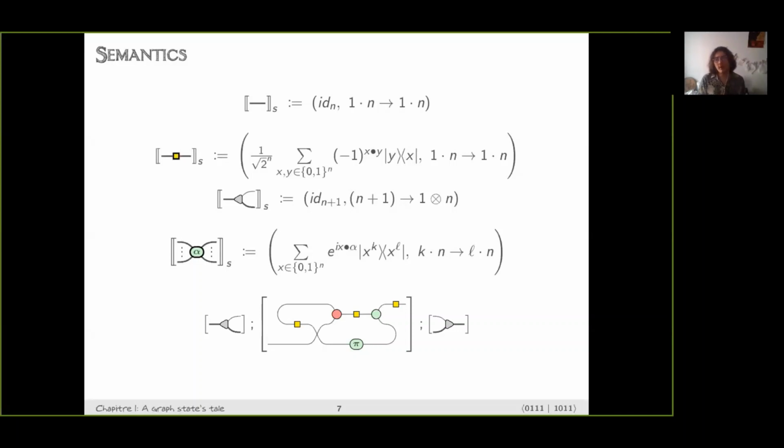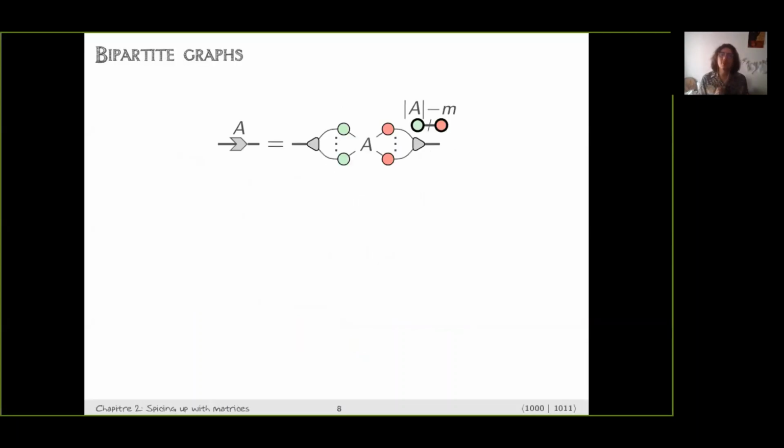Okay, so this is all I have to say about completeness. Now, let's see what we can do which is new with this SZX. Another thing we can do: it's possible to write large-scale structure in a compact way. So we see what happened with bipartite graphs.